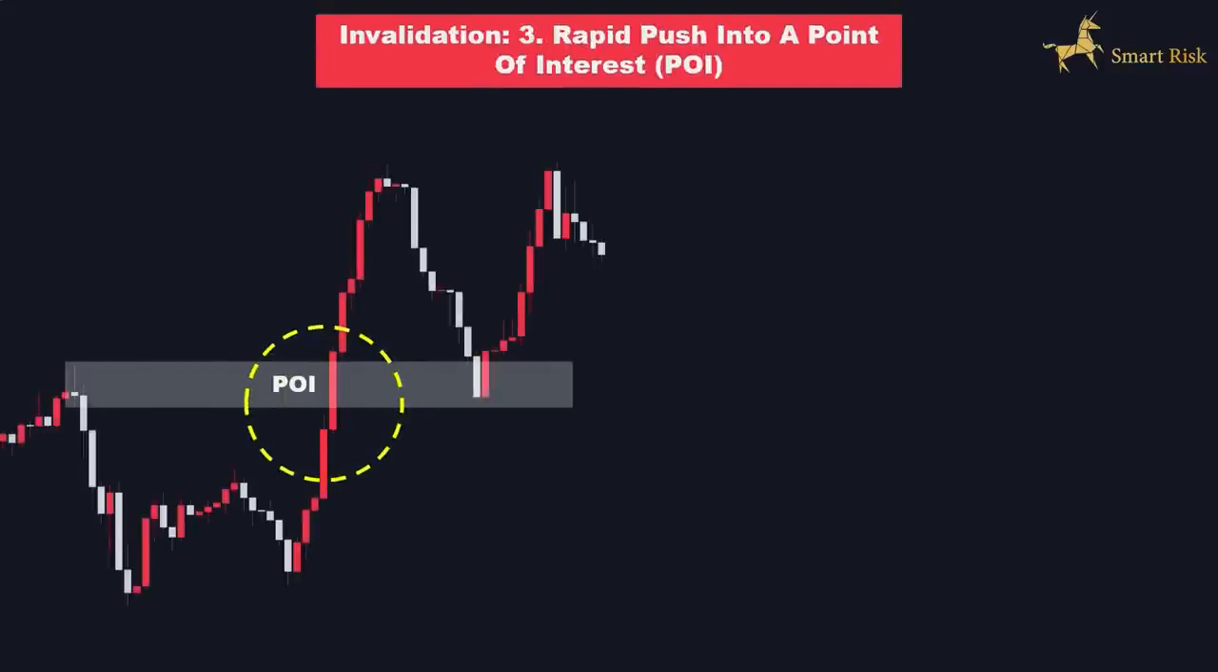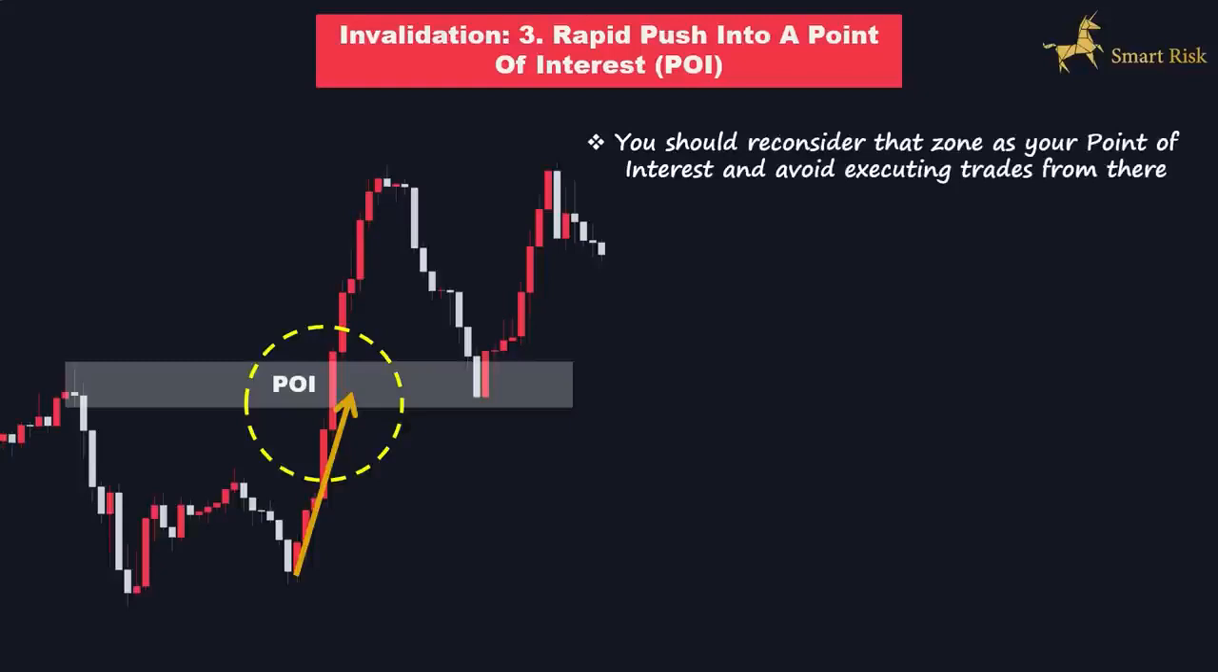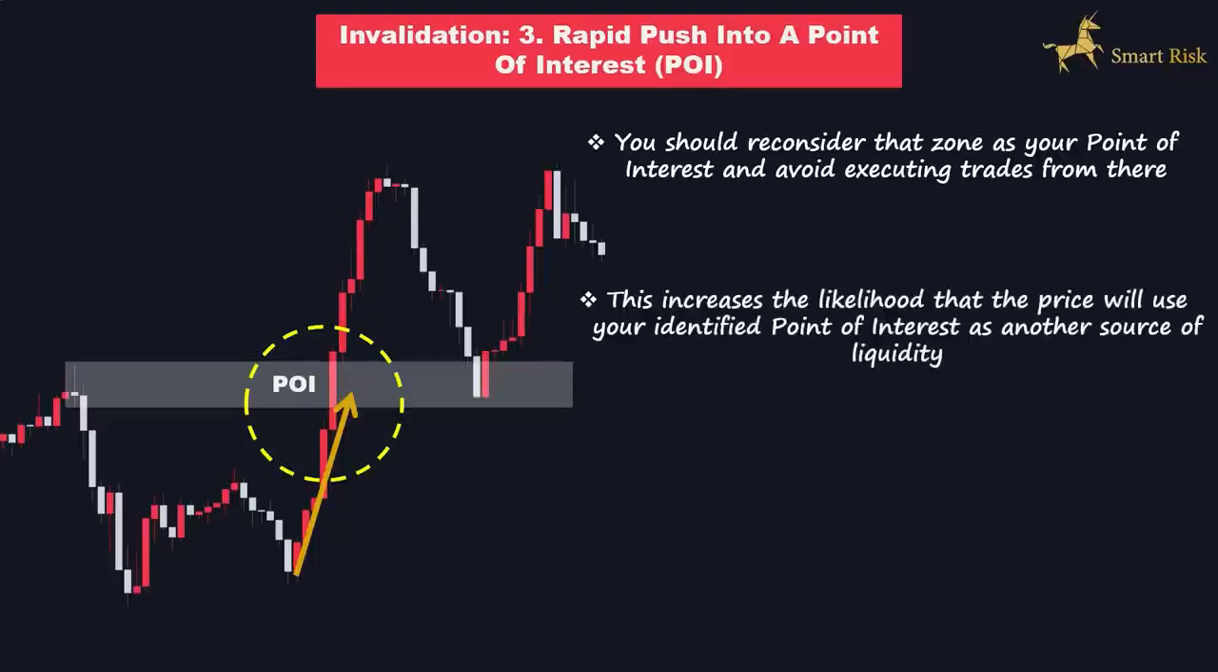The third factor that can lead to invalidation is a sudden and rapid push into a point of interest. Price behavior is crucial, especially when it approaches our identified point of interest. Imagine the price suddenly gains strong buying momentum and moves directly into your identified bearish point of interest, from which you plan to enter a short trade. In such a situation, you should reconsider that zone as your point of interest and avoid executing trades from there. The rapid and massive move toward that area could keep pushing the price upward as it sweeps up buy-side liquidity, increasing its speed and volatility. This increases the likelihood that the price will use your identified point of interest as another source of liquidity.